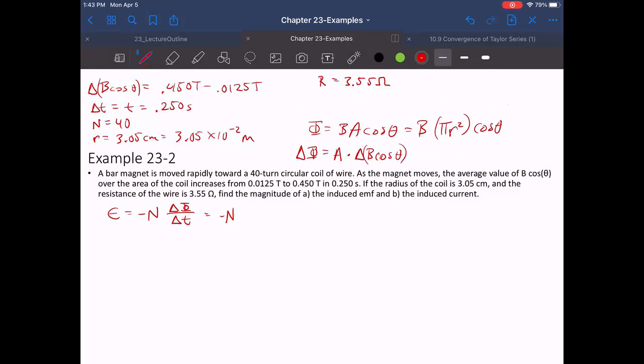So we don't necessarily know if that's all entirely due to the magnet being moved rapidly or if the coil is also spinning at the same time. I don't know. I don't care. I just know that that's how much this is going to change. And so this will be pi r squared delta B cosine theta. And so this becomes negative N pi r squared delta B cosine theta over delta T, whatever it is, that's just our time. Okay, and I think we have all of these numbers, right? So we should be able to start plugging in. So this is part A.